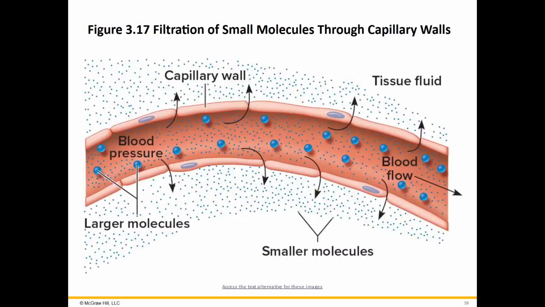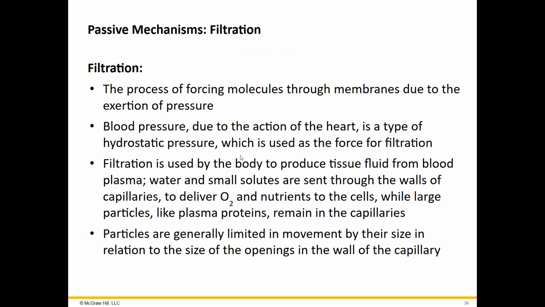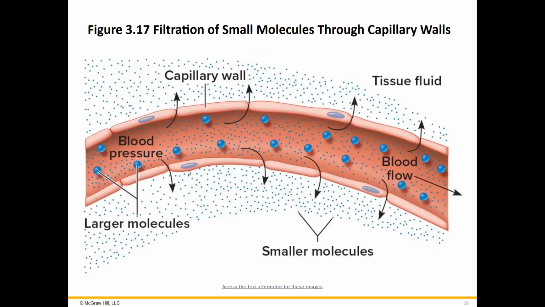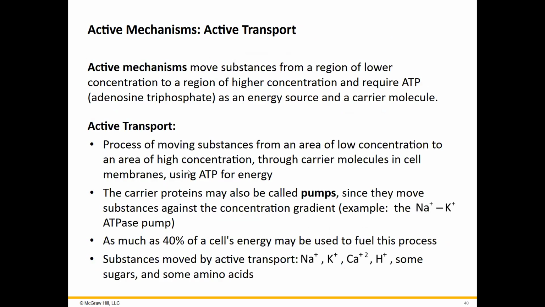So what does that look like? We have the blood vessel, okay, in this instance a capillary. We have pressure. The actual filtration that's happening is that as that pressure increases, it forces the smaller molecules out and it keeps the larger molecules in. Okay, so if I say filtration, I want you to think blood pressure. I want you to think the pressure pushing things, okay?